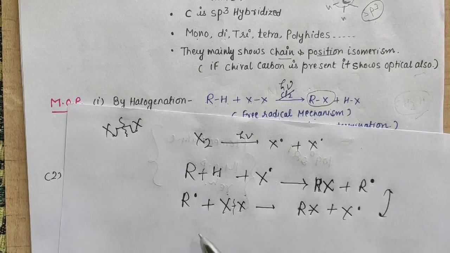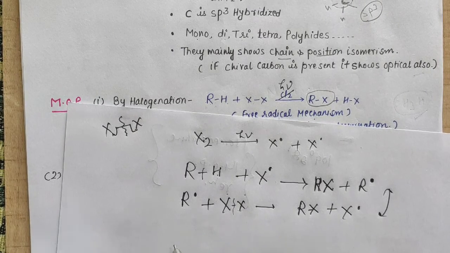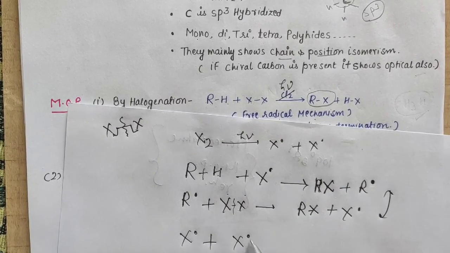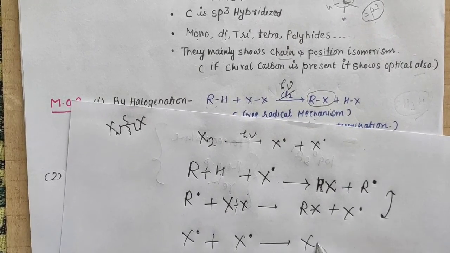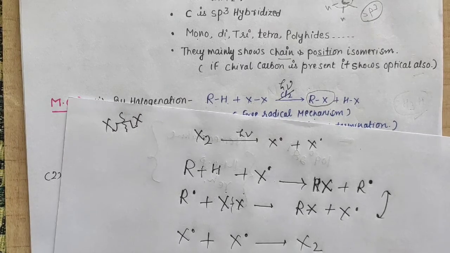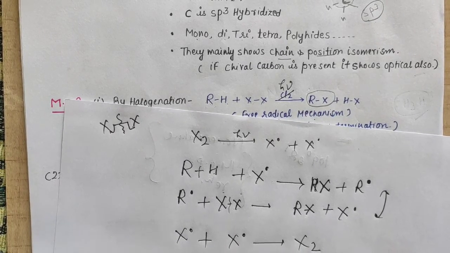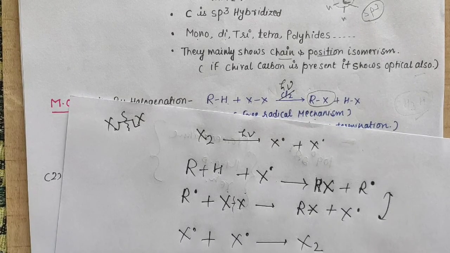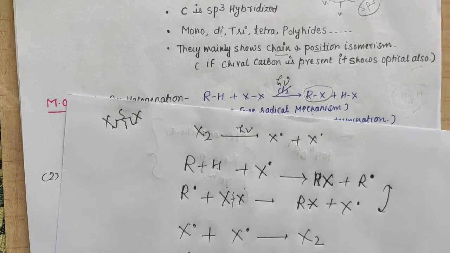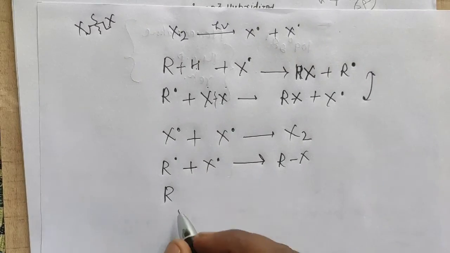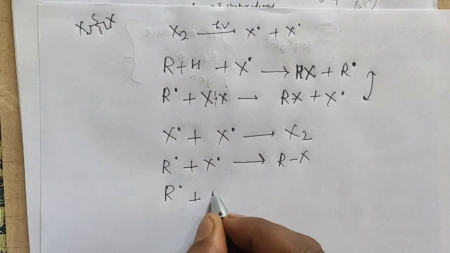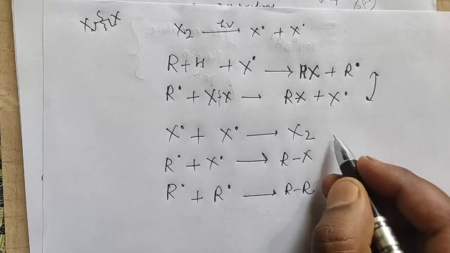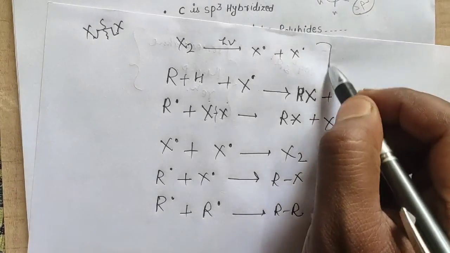Now the third one, chain termination. This X free radical and another X free radical will combine to make X2. It might be possible that the remaining R free radical will combine with X free radical to make RX, and it is also possible that R free radical plus R free radical will come and make RR.